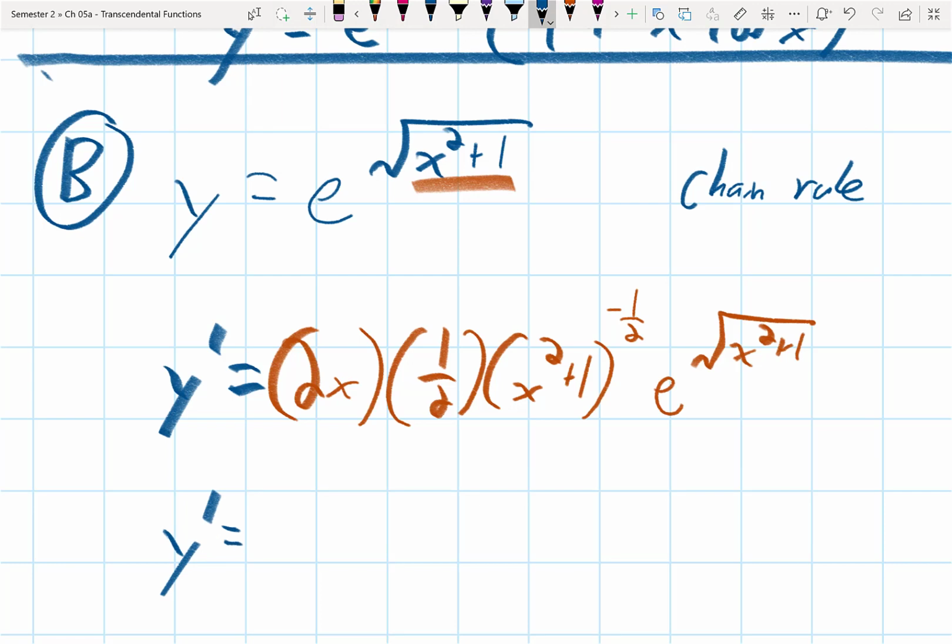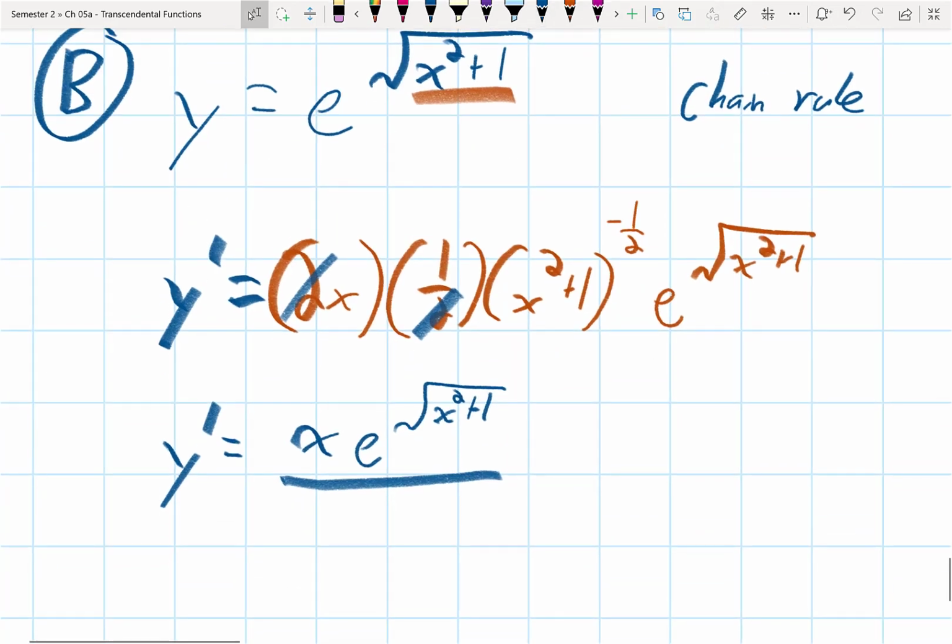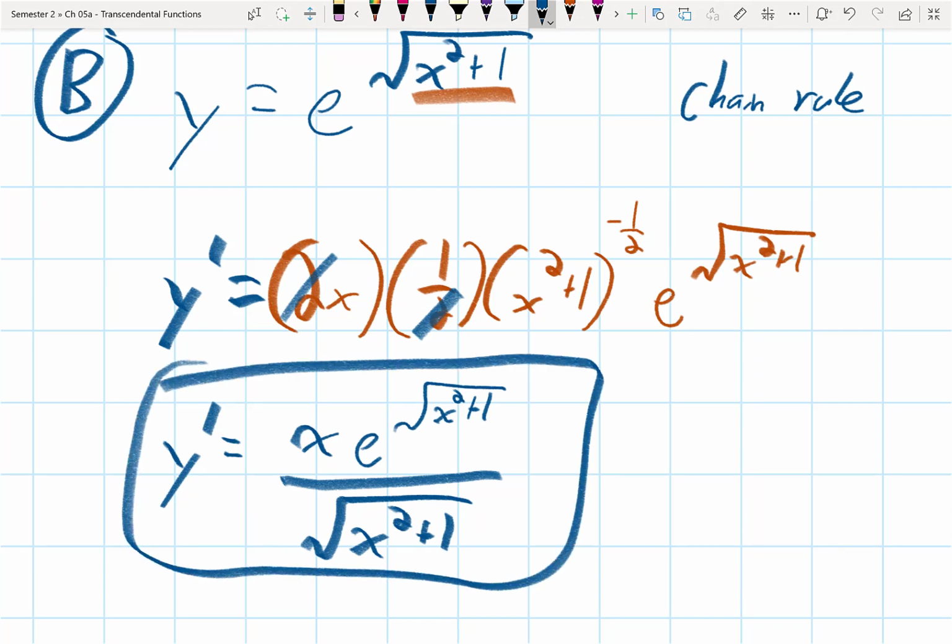Well, if you want to clean this up, there's really only one way to do it. We're going to knock the 2's out. My x is in the numerator. My e to the root x squared plus 1 is also in the numerator. And I have a denominator that has x squared plus 1 radical, so that's just radical x squared plus 1. That's it. We having fun yet?